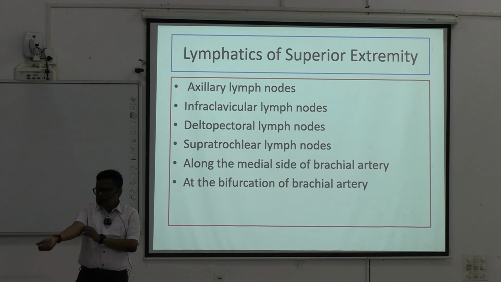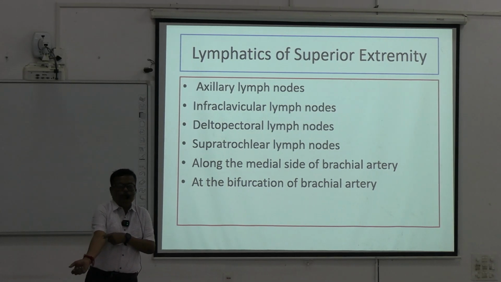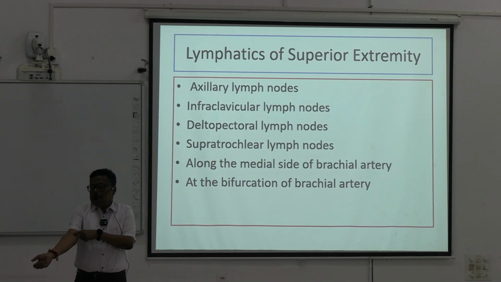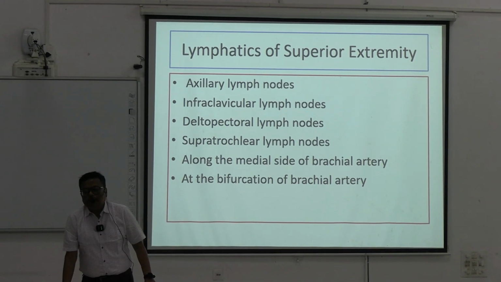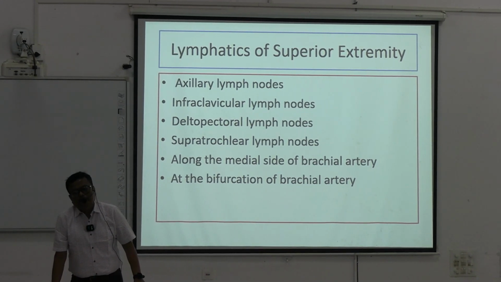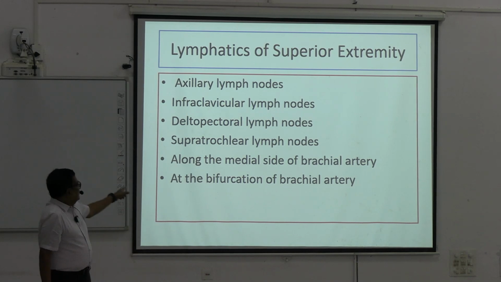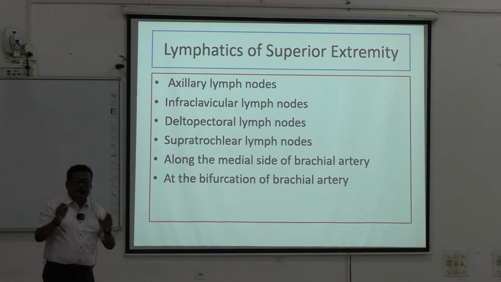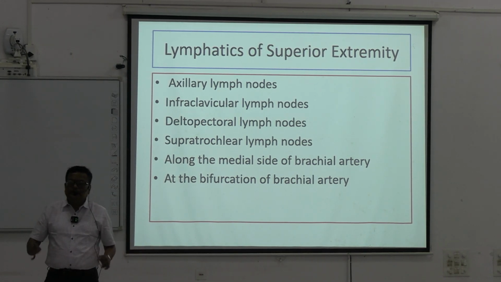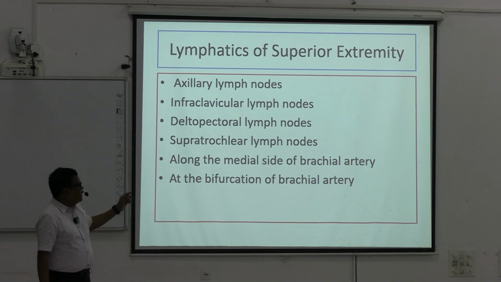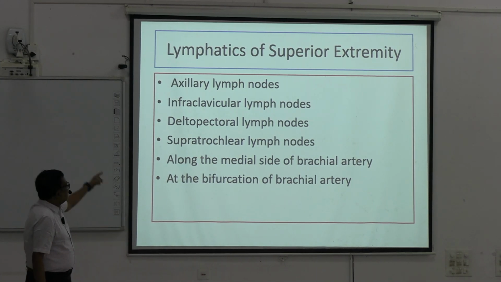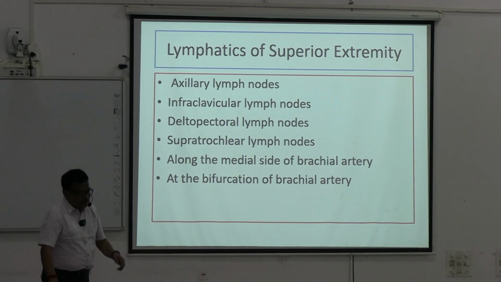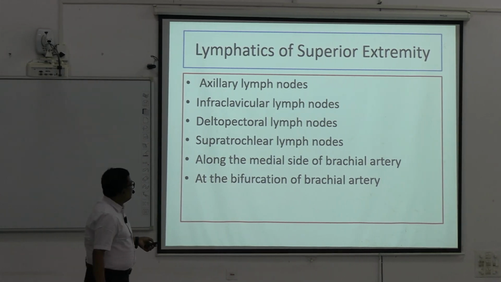Then very important, just above the medial epicondyle here, there are lymph nodes known as the epitrochlear or supratrochlear lymph nodes. And some deep lymph nodes are present along the medial side of the brachial artery at the bifurcation of the brachial artery, but these are not important. Important are the axillary lymph nodes, infraclavicular lymph nodes, and supratrochlear and epitrochlear lymph nodes.